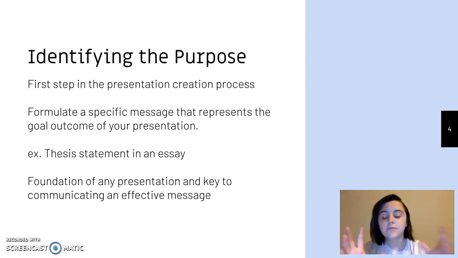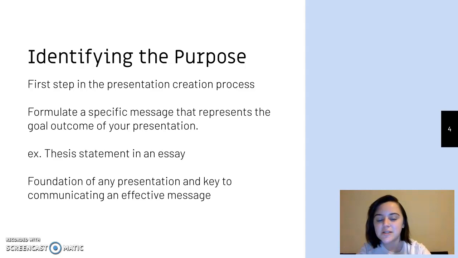So my favorite concept from this chapter was identifying the purpose, because it's the first step in the presentation creation process, and it's the foundation of any presentation and key to communicating an effective message. Basically, you're going to formulate a specific message that represents the goal outcome of your presentation, and without it, no one will know what direction you're going in. Nobody will understand why you're talking. They'll be like, why are you up here? So I think it's really important that you figure out why you're even going to talk, and that will set the mood for the rest of the process. I really think that's important.